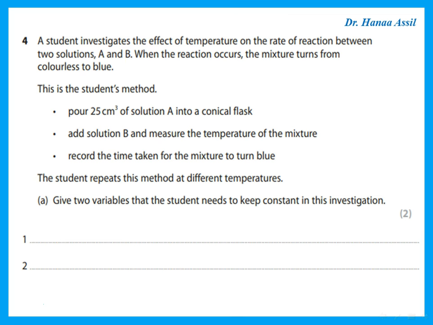The student repeats this at different temperatures. So, which 2 variables does the student need to keep constant? What do I need to keep constant every time I change temperature? Remember, we're repeating the experiment with different temperatures, but they should have same what? They should have same concentration of solution A, or concentration of solution B, or volume of solution B, because he already put 25 centimeter cubed of solution A. Now the volume of solution B that we add should also be the same every time you repeat the experiment.